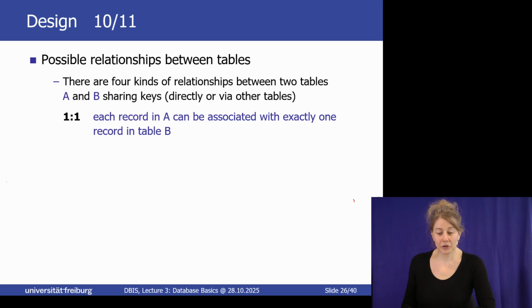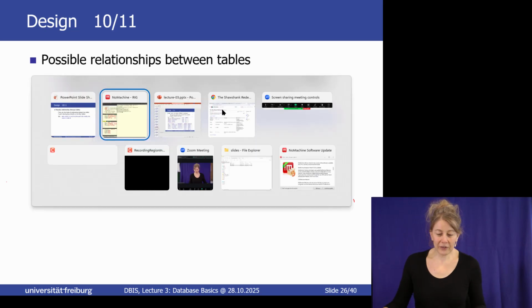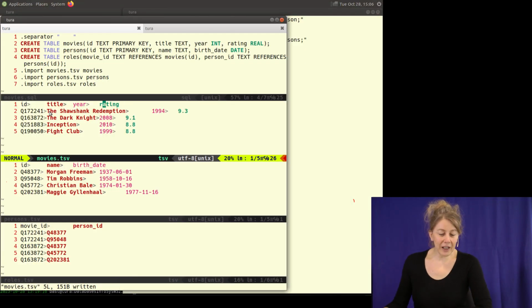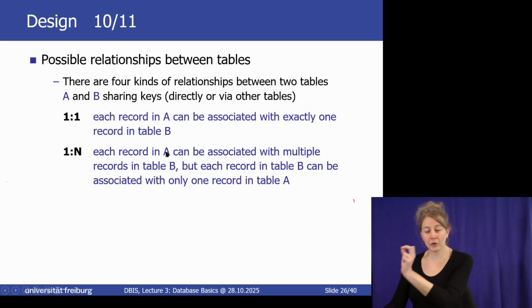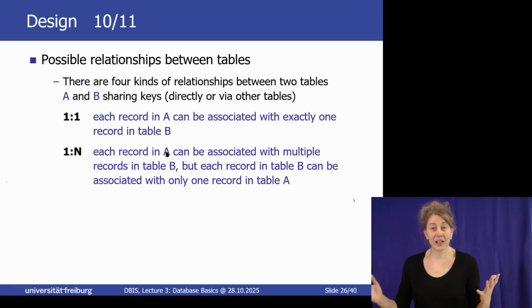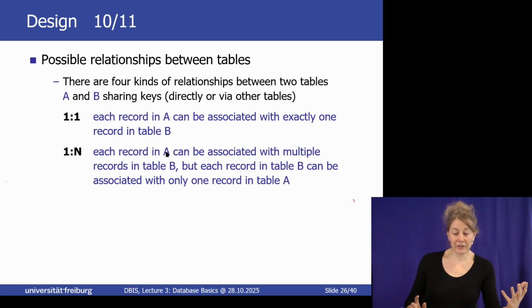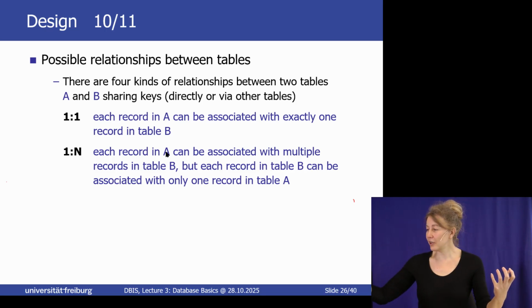There are 4 kinds of relationships. So let's look at these tables. Here I have one movie. If I take the movies table and the roles table, one movie can have several actors. That's a 1-to-n relationship, 1 to many. Each record in one table can be associated with multiple records in the other table. It's very common, especially if table A has the primary key, movie, and then you have multiple actors in that movie referencing it. That's 1 to n.